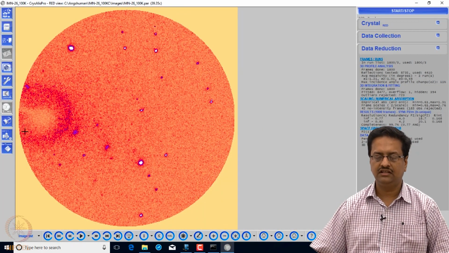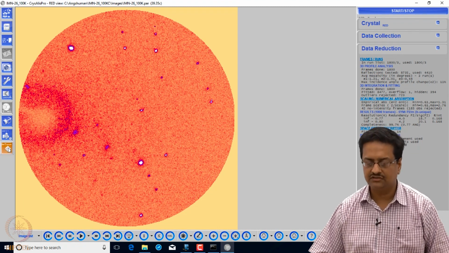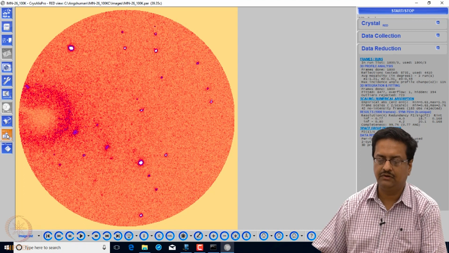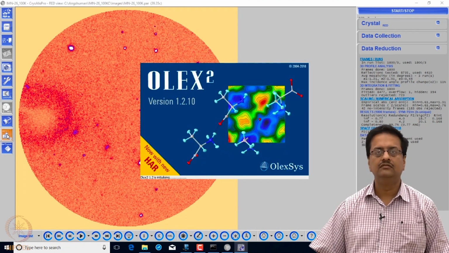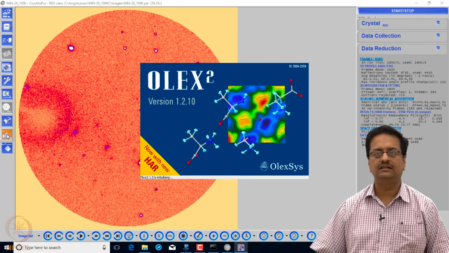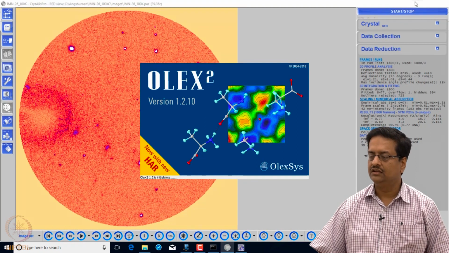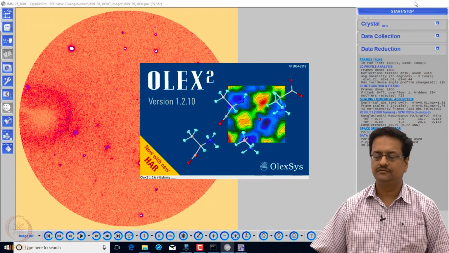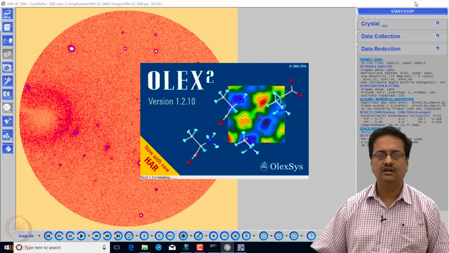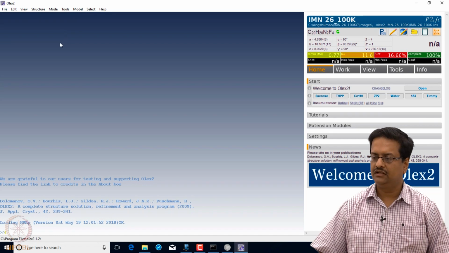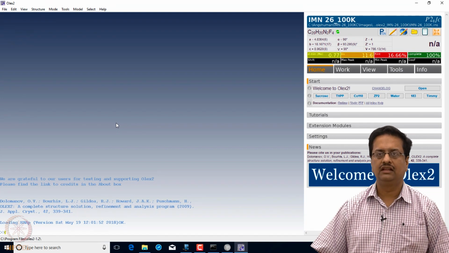Now we will try to see how the structure can be solved. Here we have one icon to launch a different platform, which is called OLEX2, which is also freely available software for X-ray structure solution and refinement. You only need to register through your academic email ID with the team, and they will allow you to download and install the software and run it on your individual computer. When you click on that OLEX2 icon, it opens a new window.